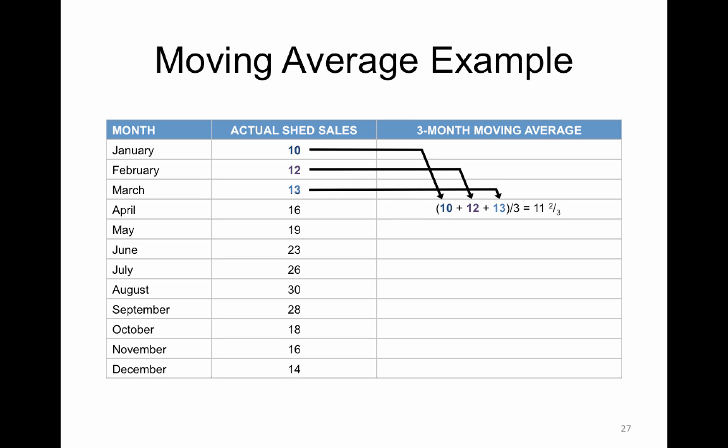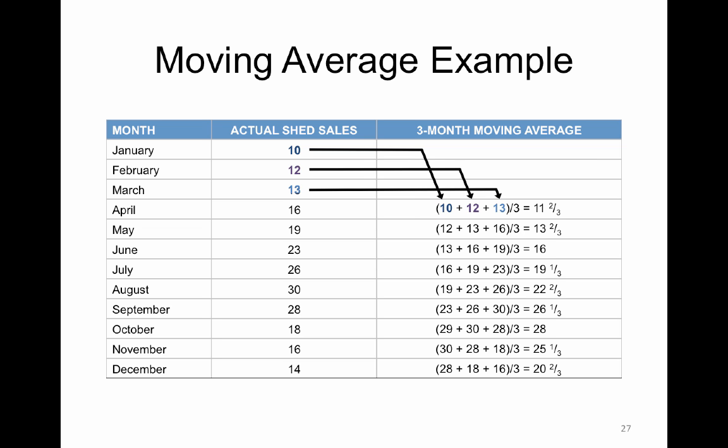If these are actual sales in this column here, and I want to get the 3-month moving average for April, I'm going to take the 3 previous months and then just average those. And so that will give me a projection or a forecast of 11 2/3 for April. So now when I move to May and so on, you're just going to be doing exactly the same thing.